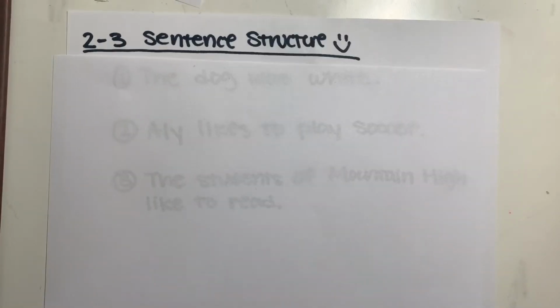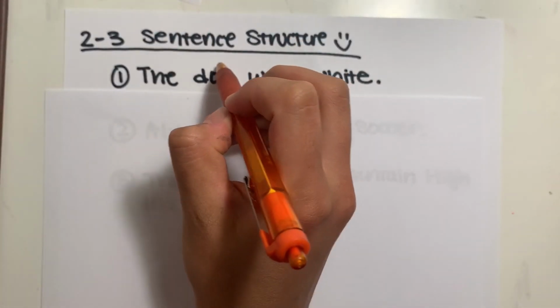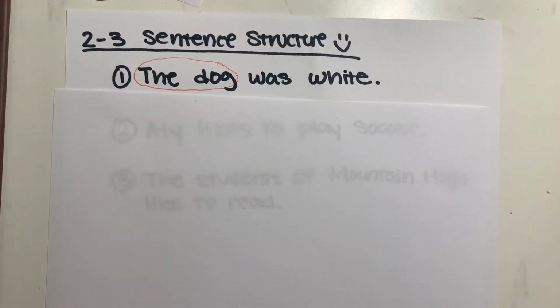All of these examples I'll be going over are actually on your worksheet, so make sure to follow along and help me identify which parts of the sentences are subject and predicate. So our first sentence, the dog was white. What is the subject of this sentence? What is the sentence about? The sentence is about the dog. So let's circle the entire subject.